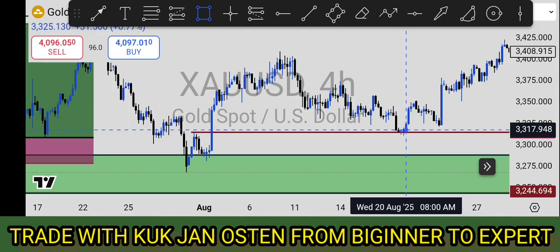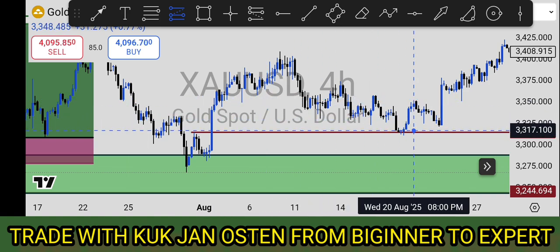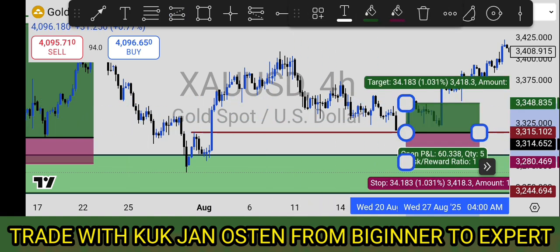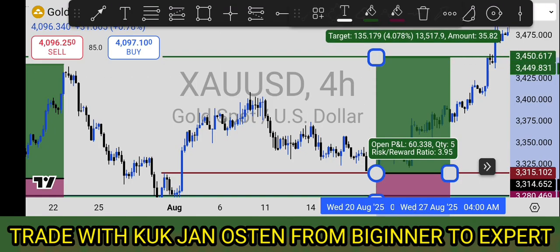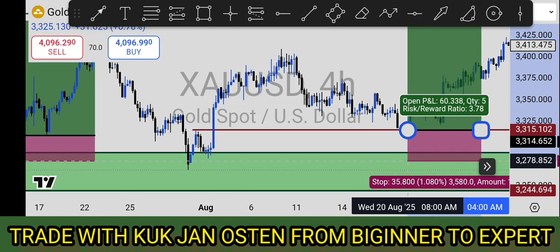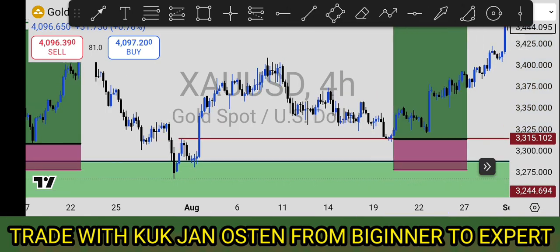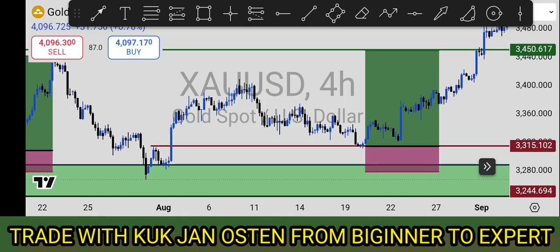So you only enter after confirmation. Our nearest target will also be the buy side liquidity, and your stop loss is going to be below this OB structure. Okay, guys, so this is a very good setup.